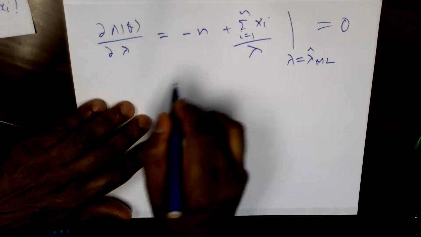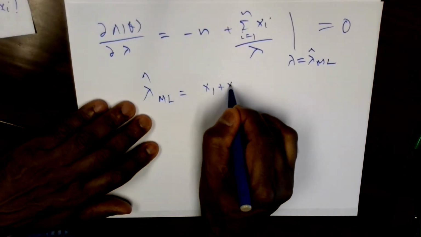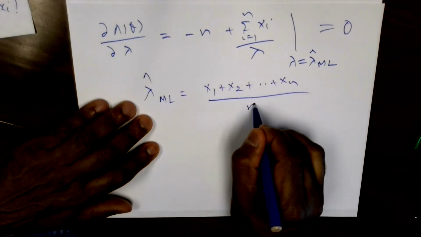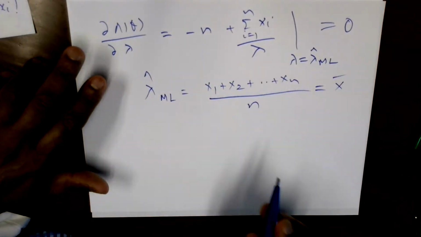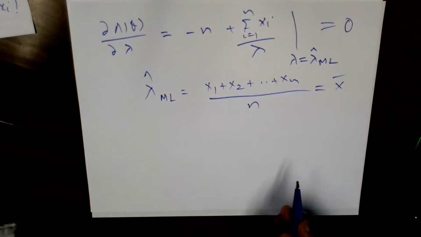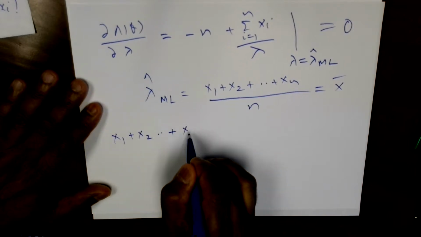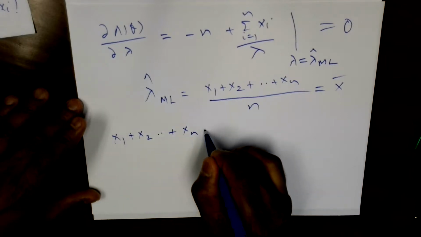So then we can read off lambda hat ML from here. So that's going to be x1 plus x2 plus etc. xn over n. In other words, again x bar. So the question is, what is its mean and variance? Here you know that if x1, x2, etc., xn are Poisson, the sum of independent Poisson random variables is Poisson.